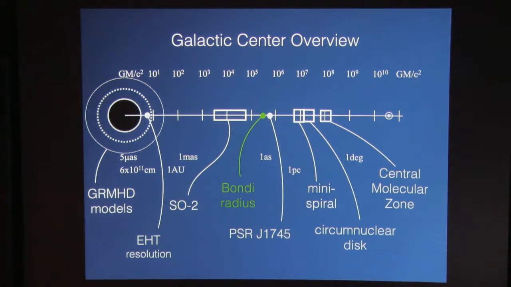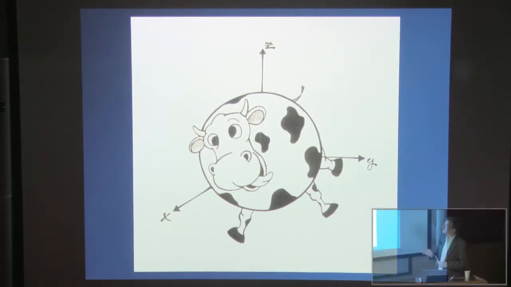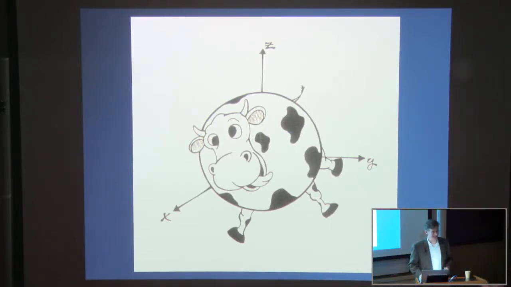I just want to comment that the Bondi radius is the characteristic radius where the binding energy of the gas exceeds the thermal energy. But it does not mean that there's a Bondi inflow at the Bondi radius. And in fact, in the galactic center, there may be an outflow at the Bondi radius. So the Bondi radius is sort of a spherical cow. You should not have the idea this is a Russian spherical cow, so it has axis labels. So you should not have the idea that there's a smooth inflow at that radius just because the flow is unresolved.